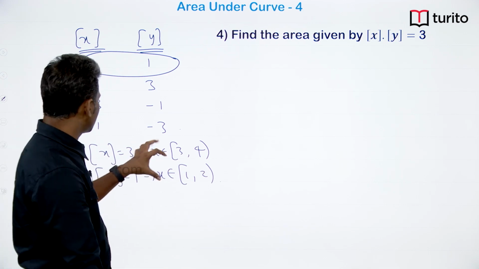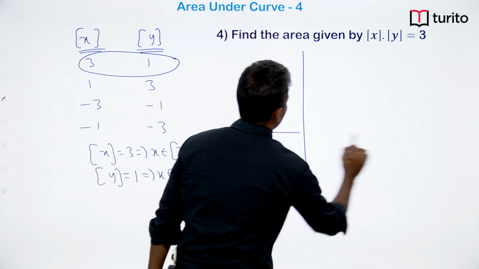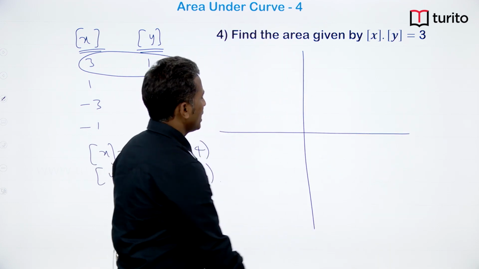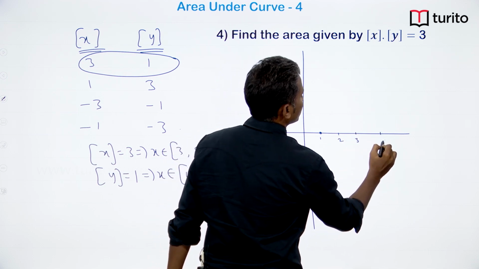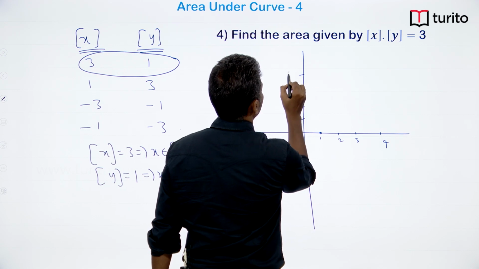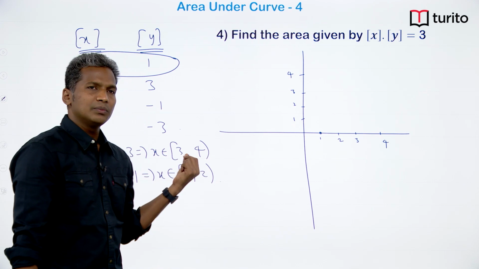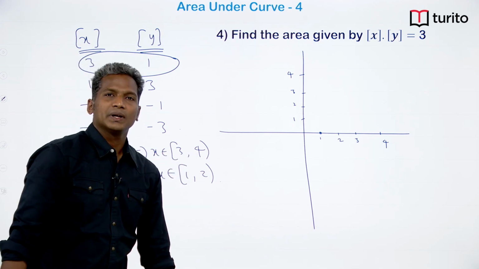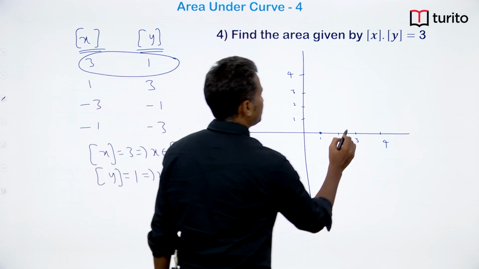So, where will this situation be on the graph? Let us take x axis, y axis, and let us scale it up. 1 here, 2 here, 3 here, 4 here. Similarly, 1 here, 2 here, 3 here, 4 here, let us say something like this. Now, x must be belonging to 3 to 4. It could be equal to 3, but it cannot be equal to 4.